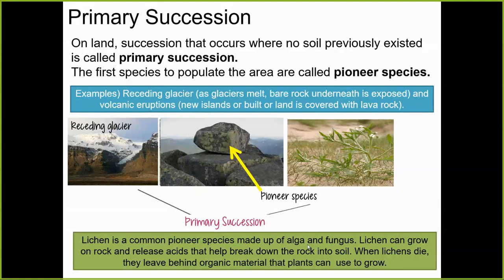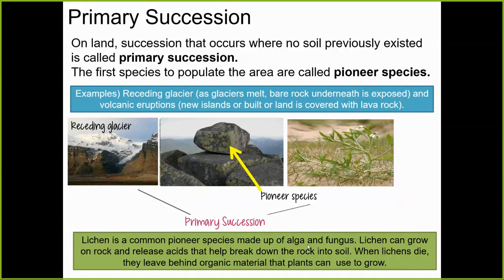So a receding great glacier, bare rock underneath it. We have rock that's being exposed. Volcanic eruptions, new islands are formed from a hot spot, like in Hawaii. This is going to create bare rock, so we are going to need some pioneer species.